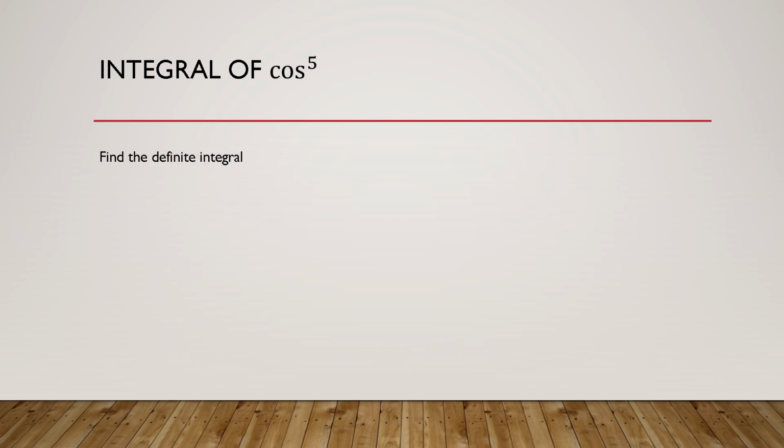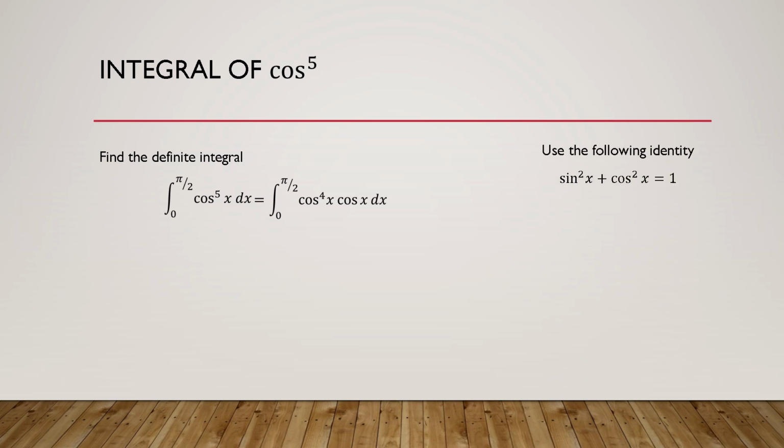Let's now solve the integral of cosine to the 5th x dx, but this time we'll solve it as a definite integral from 0 to pi over 2. In a similar way as we solved the sine to the 5th, we separate the integral into cosine to the 4th times cosine x dx. Then we use the identity sine squared x plus cosine squared x equals 1, or cosine squared x equals 1 minus sine squared x.